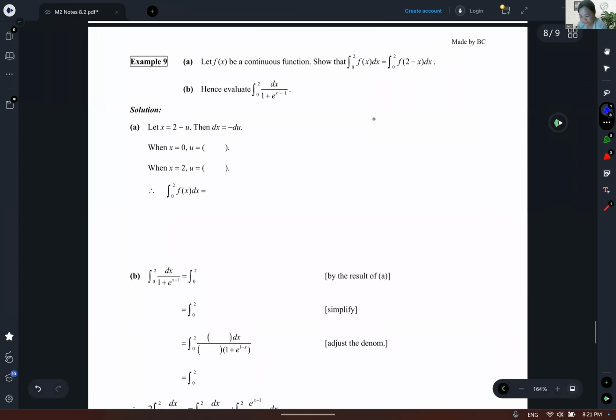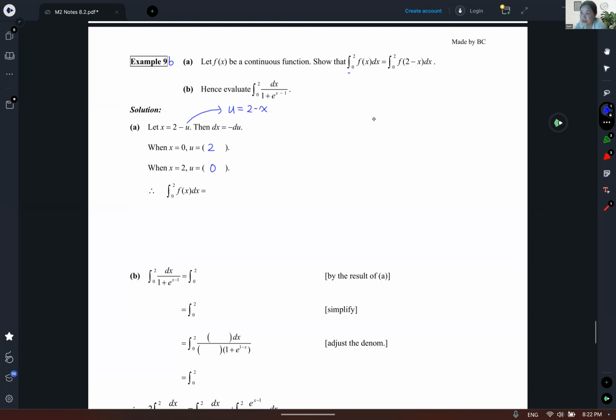Example 9. I think it's example 9b. Prove another identity. Again, this integral equals another integral. Now in this case, I will let x be 2 minus u, then dx equals negative du. And also I should have written this down, that u equals 2 minus x. So it's easier when I do this. When x equals 0, u equals 2. When x equals 2, u equals 0.